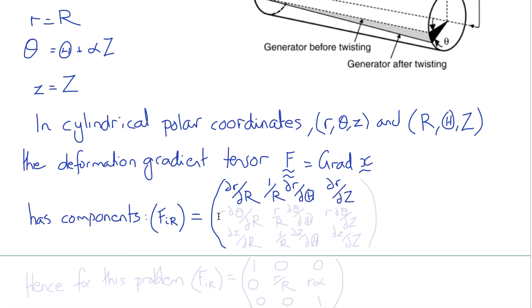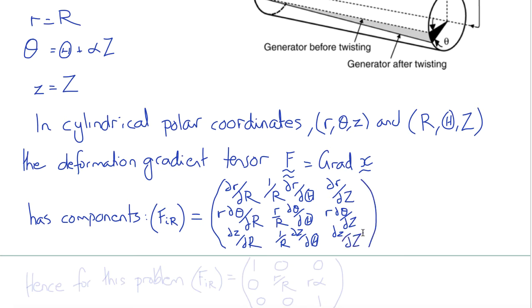Then similarly, instead of being del theta del R here, it's r del theta del R, because an element of length is r d theta. Then r d little theta over big R d big Theta, r d theta d Z, dz dR, 1 over R dz d capital Theta, dz d big Z.